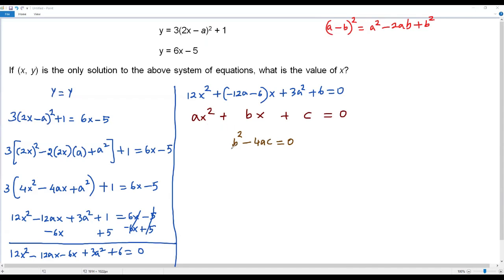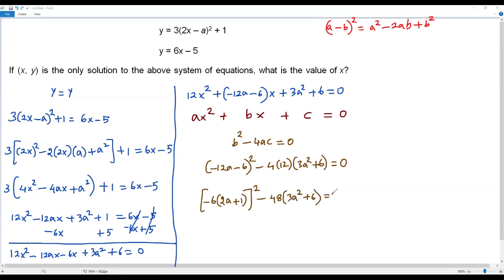Now we have to plug in the values for b, a and c. b is the coefficient of x, which in our problem is −12a − 6. Let me plug that in: (−12a − 6)² − 4 times the value of a, which is 12, the coefficient of x², times c, which is 3a² + 6, equals 0. Here, the greatest common divisor for −12a and −6 is −6, so we can factor −6 out. If −6 is factored out, we get (2a + 1) inside the parenthesis, and the whole square, minus, when I multiply 4 and 12, I'm getting 48 times (3a² + 6), equals 0.